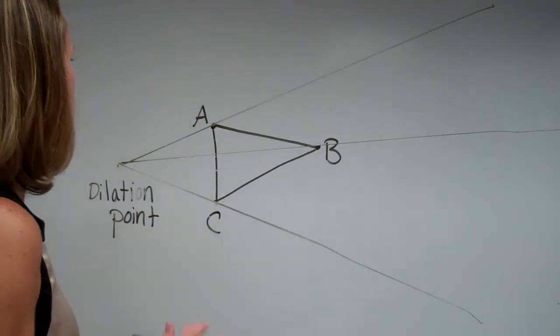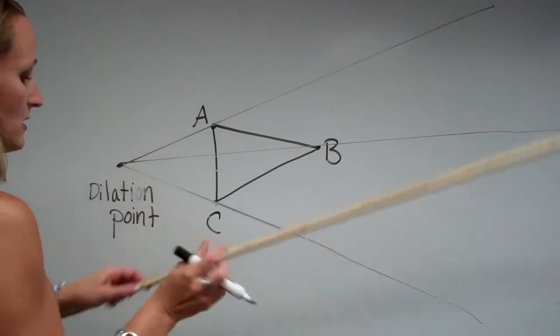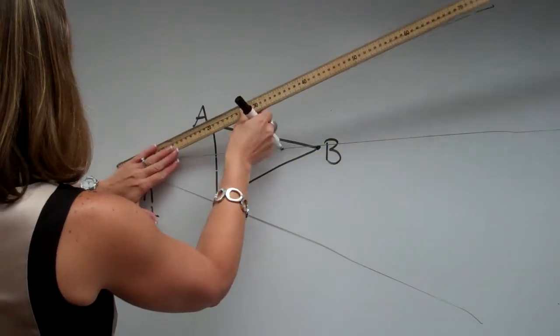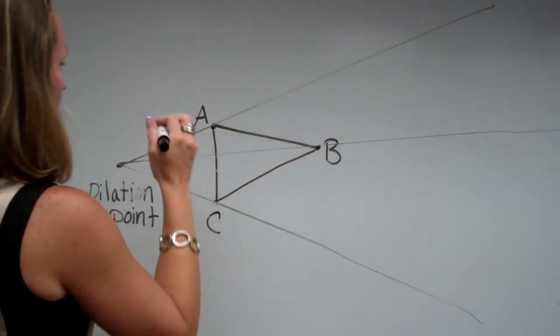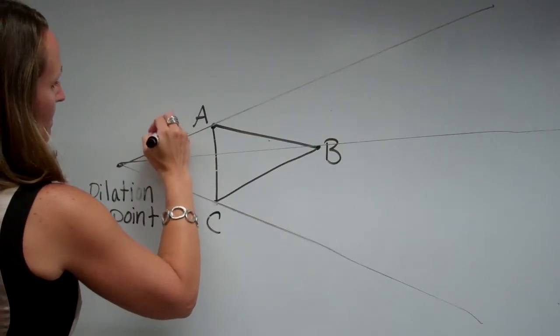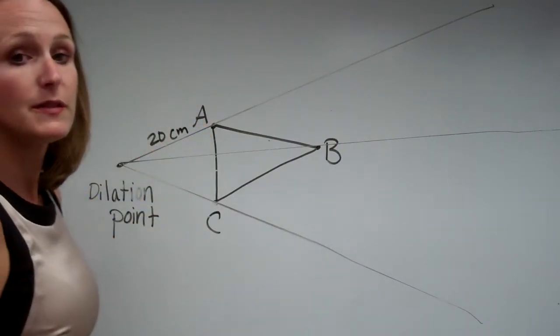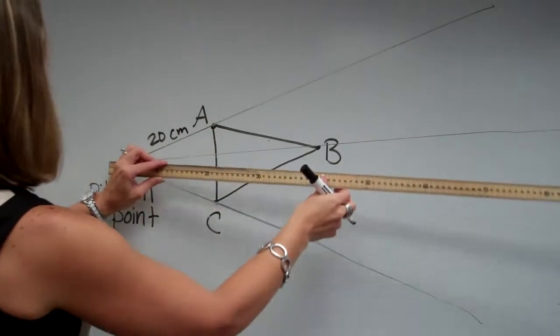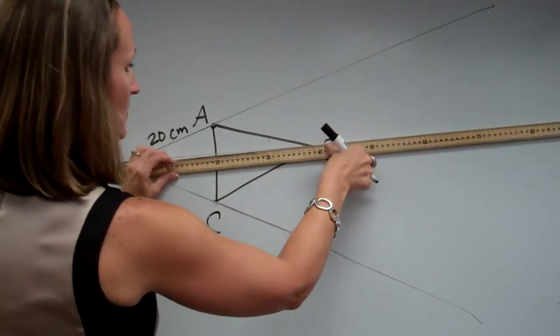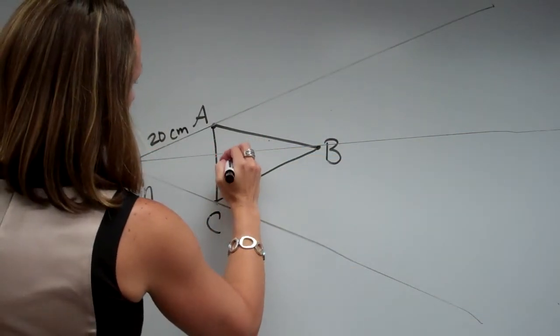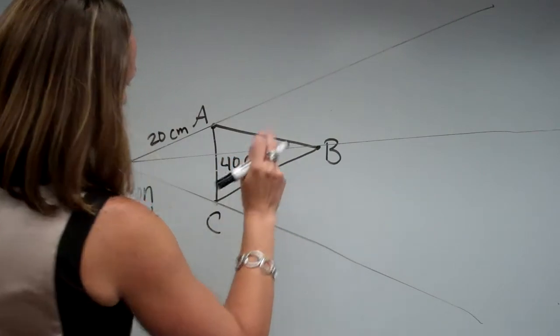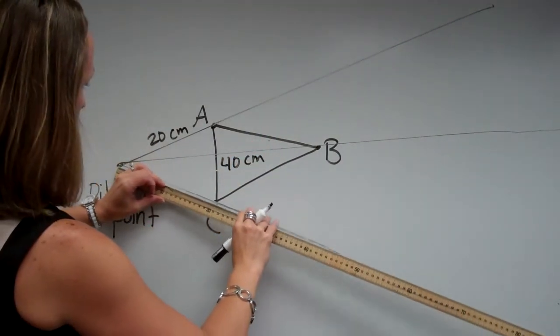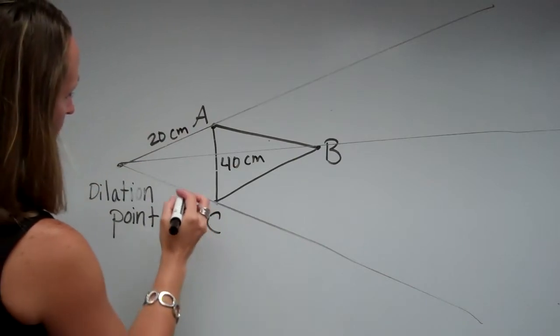So our first distance, from our dilation point over here to point A, is 20 centimeters. The distance from our dilation point to point B is 40 centimeters. And the distance from the dilation point to point C is 20.